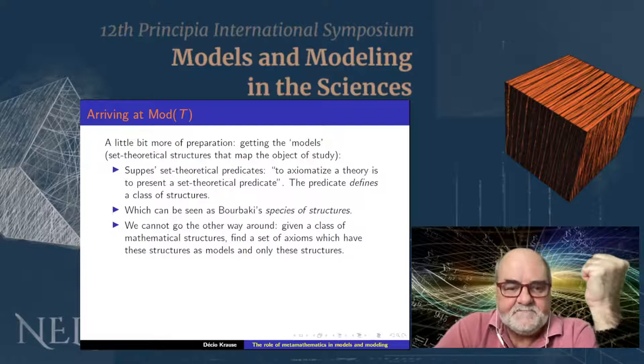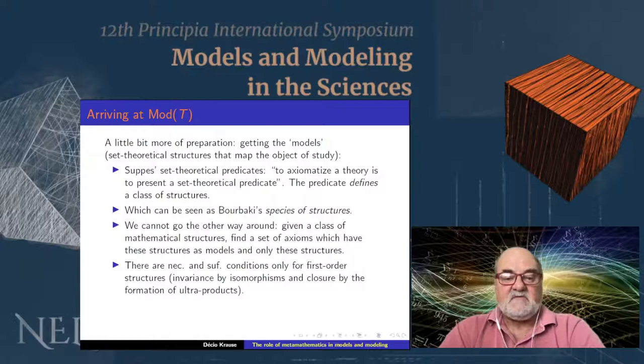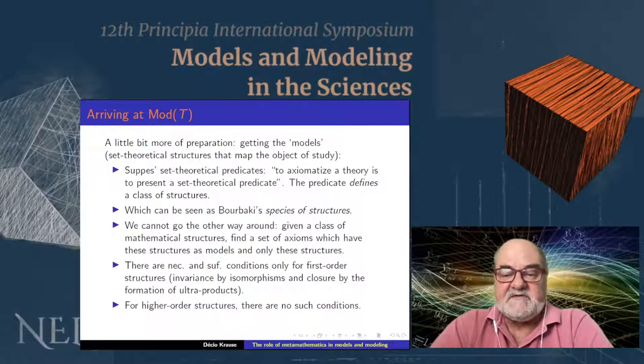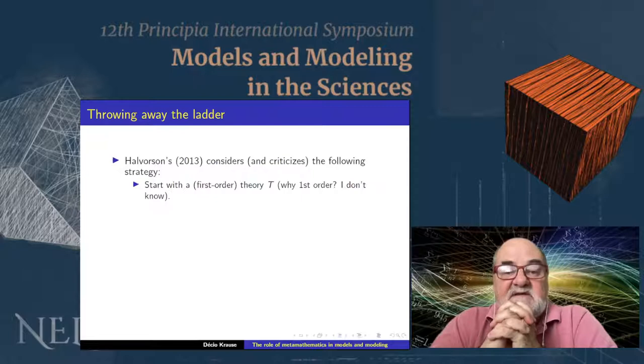And in general, we cannot go the other way around. Given a class of mathematical structures, we need to find a set of axioms which have these structures as models and only these structures. There are necessary and sufficient conditions only for first-order structures, that is, invariance by isomorphisms and closure by the formation of ultraproducts, but not for higher-order structures. We don't have necessary and sufficient conditions for axiomatization. So we need to start with the postulates and look for the models of the postulates. But Halmos, again, considered and criticized this procedure in the following structures. Start with a first-order, so to say, first-order theory, T.